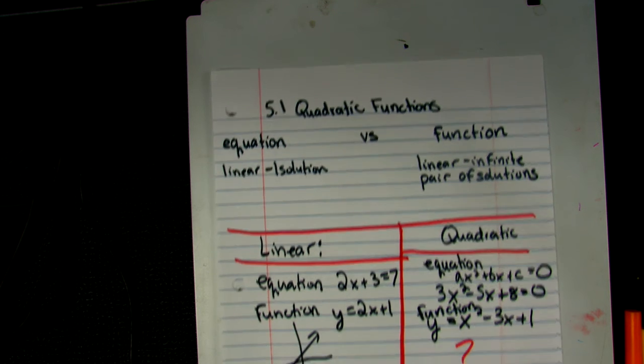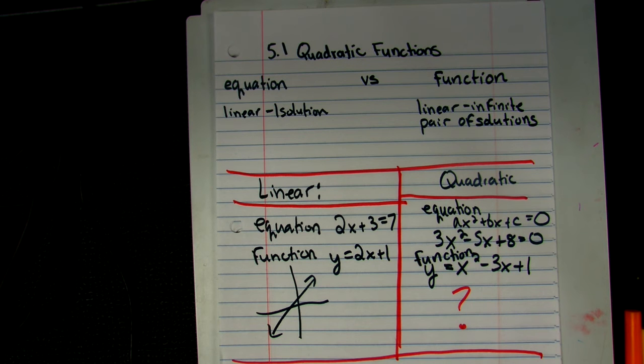So let's look at linear versus quadratic. If we had a linear equation, it would look like something like 2x plus 3 equals 7. So notice how I could solve for x and I would get one solution. Versus a linear function, which is like y equals 2x plus 1. So notice that there are now two variables and the y depends on the x. So that's how we now have a linear function. And then the graphs of linear functions typically are going to be a line.